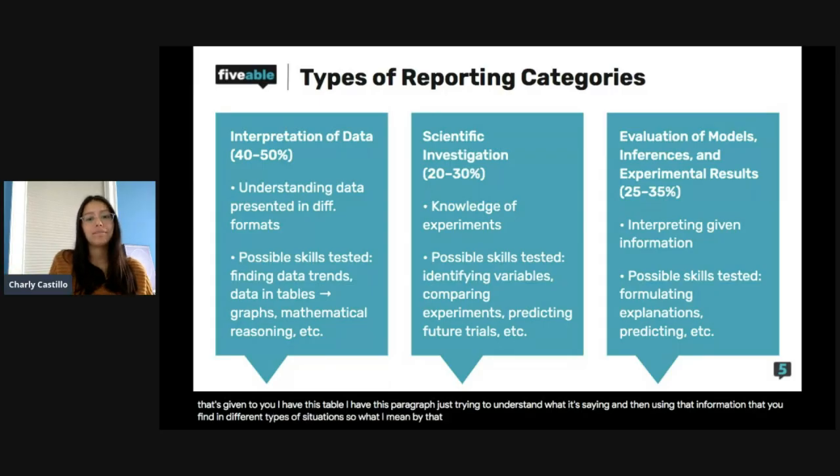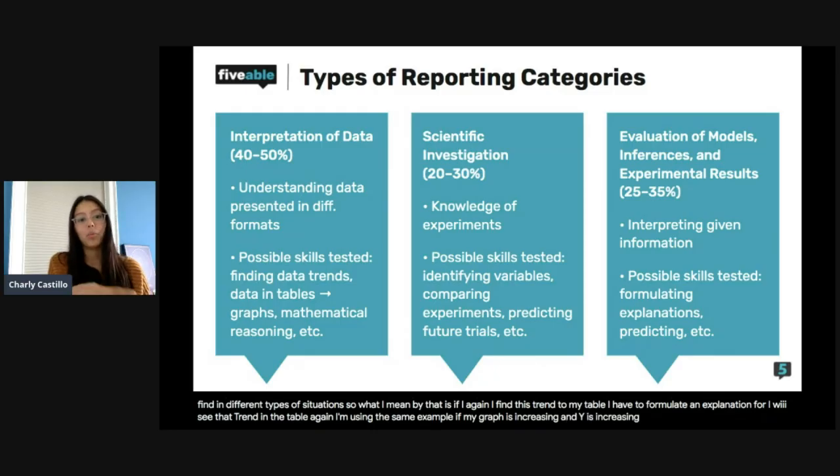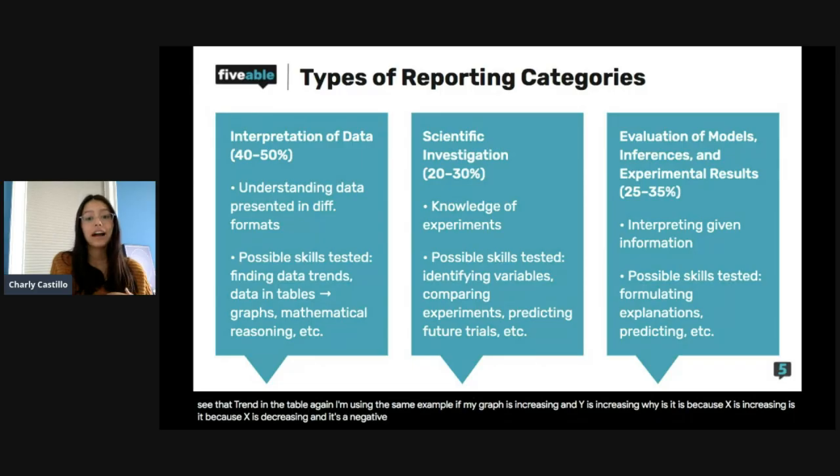So what I mean by that is if I find this trend in my table, I have to formulate an explanation for why I see that trend in the table. Again, I'm using the same example. If my graph is increasing and y is increasing, why is it? Is it because x is increasing? Is it because x is decreasing and it's a negative graph?